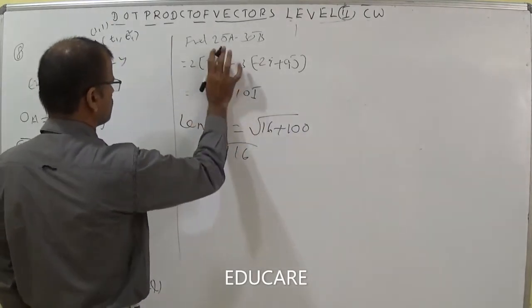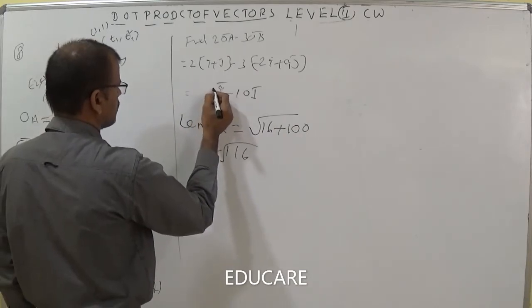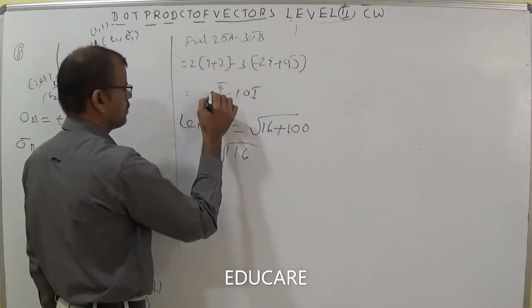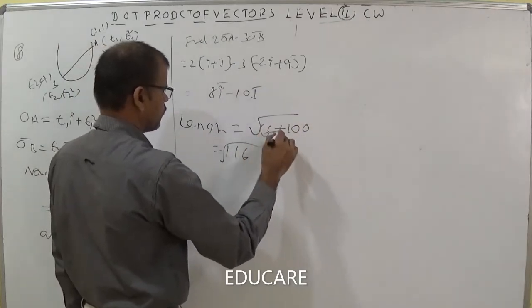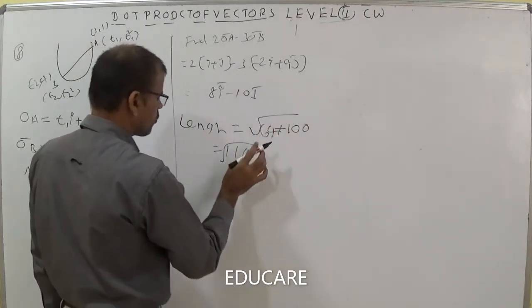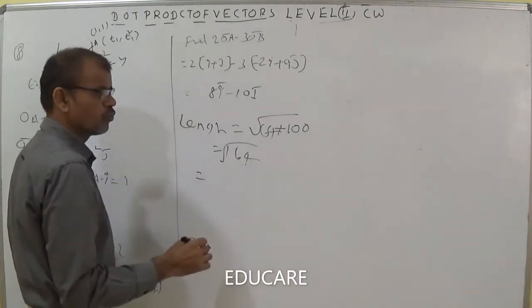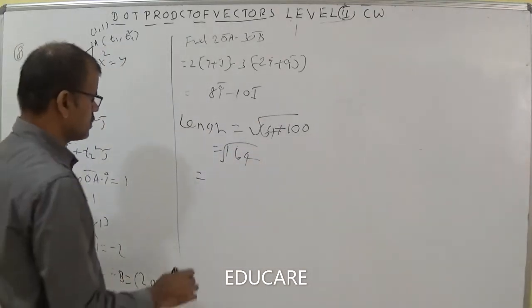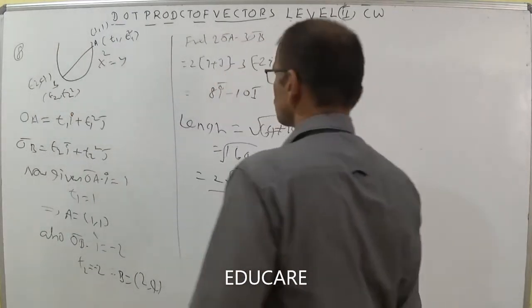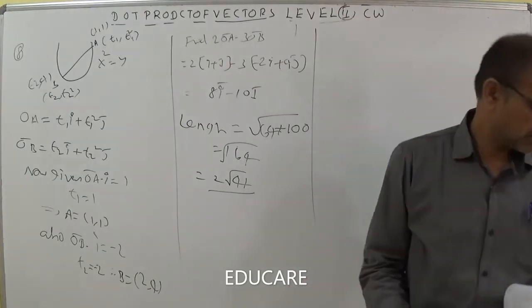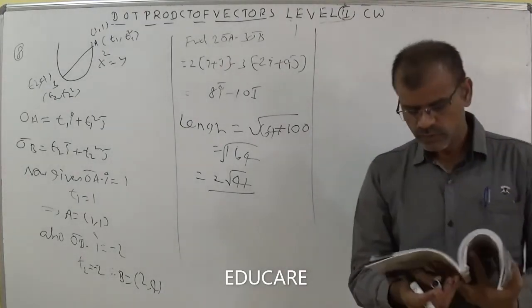2i plus 6, you can write here 8i. The value is 8i, so not 16 here. 64 plus 100, 164. 164, 4 ones are 4, 4 fours are 16, so you can write here 2 root 41. 2 root 41 is the correct option. The correct option is 2 root 41, the fourth one.